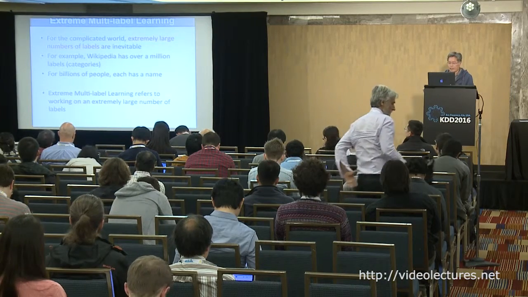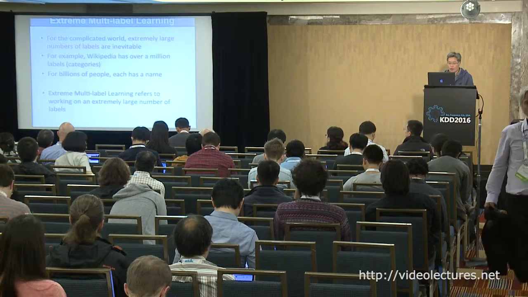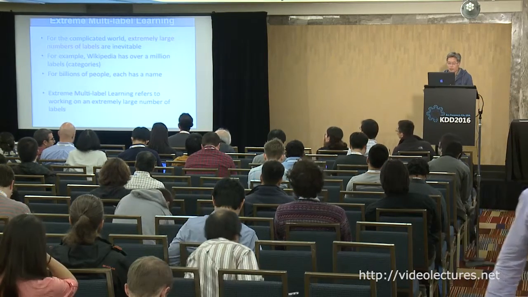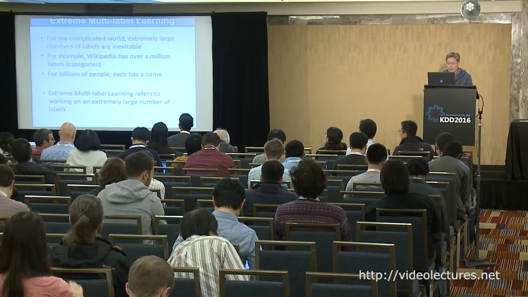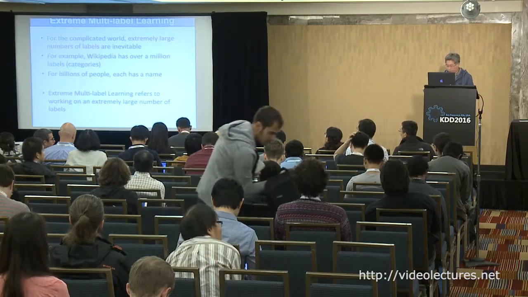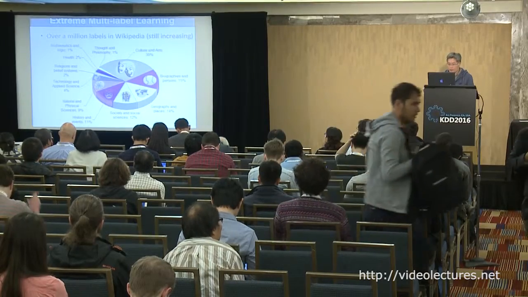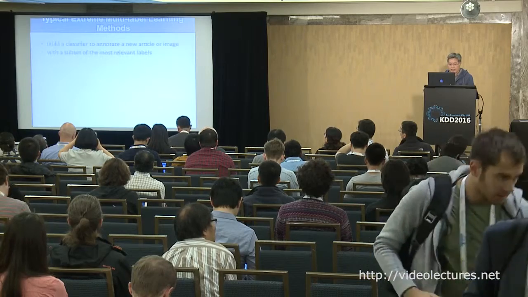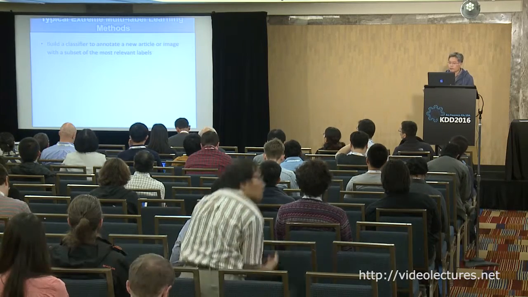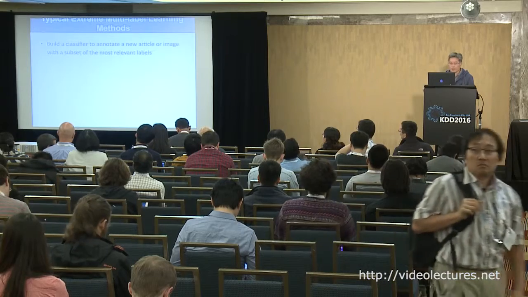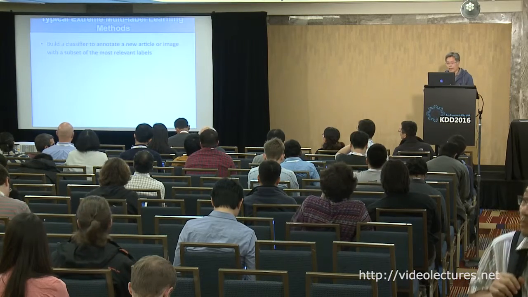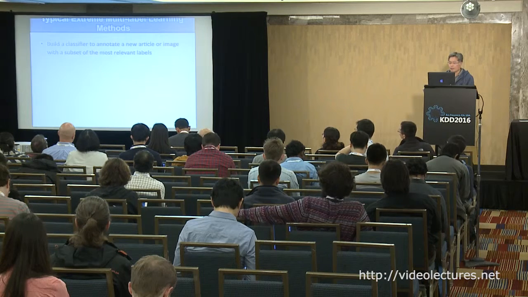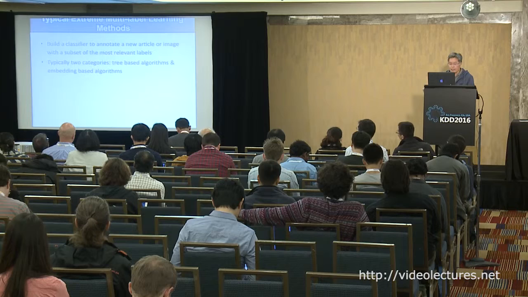For example, Wikipedia has over 1 million labels for billions of people, each has a name. So extreme multi-label learning refers to working on an extremely large number of labels. This is the example of Wiki. Until now, the typical extreme multi-label learning methods build a classifier to annotate a new article or image with a subset of the most relevant labels.